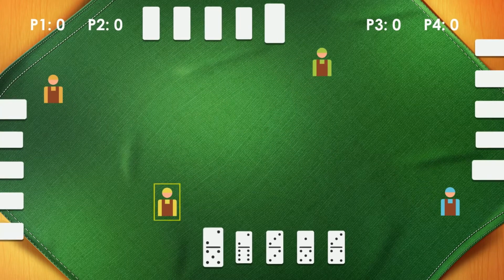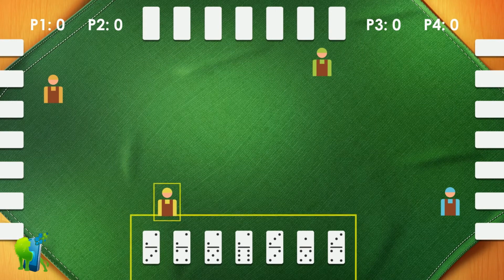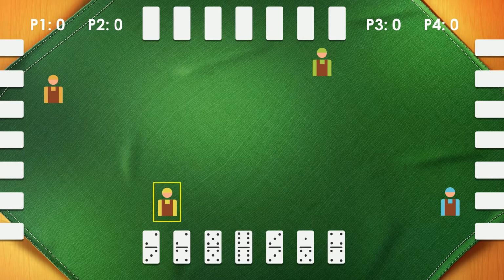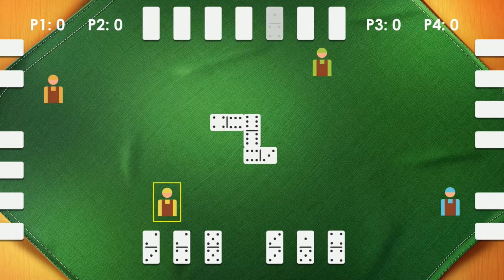The player with the highest double domino plays first. It is customary for the first domino to be a double tile, a tile with the same number on both ends, if possible. Otherwise, any tile may be used. The orientation of the domino doesn't matter.